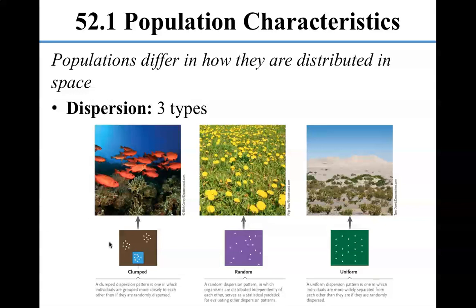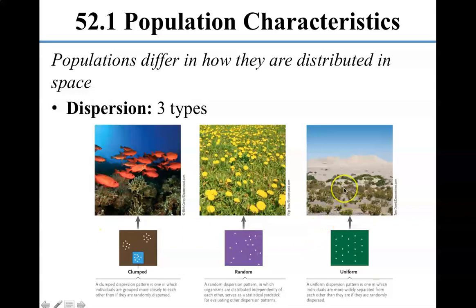The second dispersion pattern is random. In random dispersion, basically the individuals are distributed unpredictably. So in other words, you don't really find a pattern. So what would lead to this? Well, it could just be that they're randomly distributed because maybe like these dandelions, they produce seeds and the seeds blow in the wind, and the wind more or less randomly drops these seeds on the landscape. And so where you find the dandelions is just a product of where the wind happened to be blowing on a particular day.